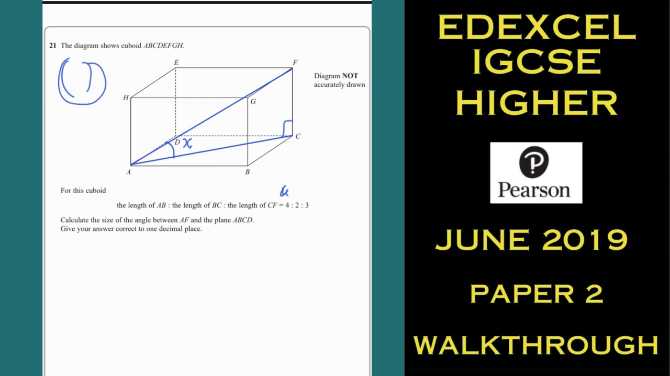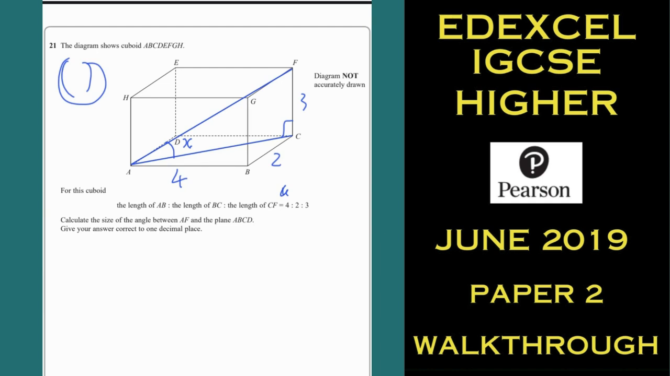So as long as they're in the same proportion, then they'll cancel. So if you wanted to use the numbers 40, 20 and 30, double them all, 8, 4, 6. It's entirely up to you. I'm given 4, 2 and 3. I'm going to use them.